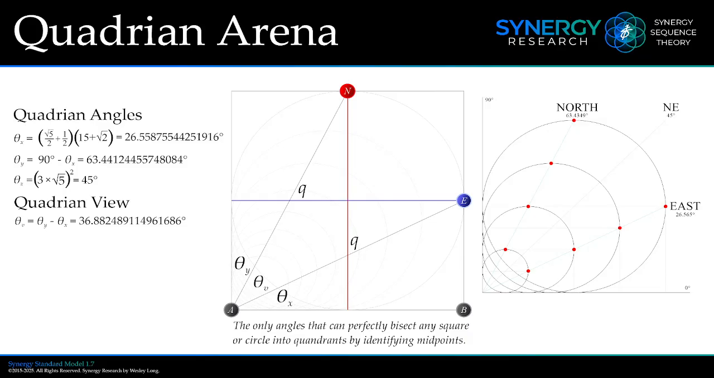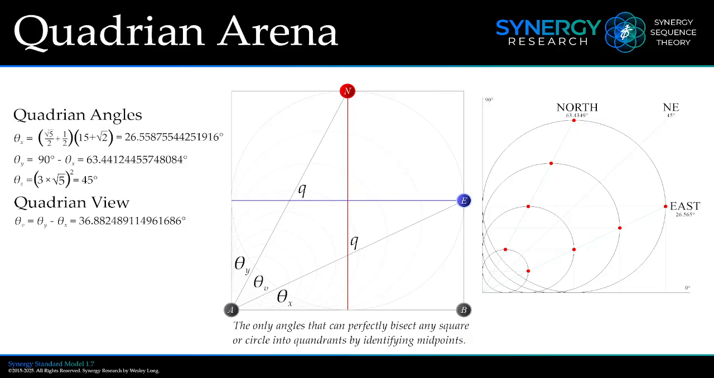Then we move to theta y, which is 90 degrees minus that, giving us a complementary angle near 63.4 degrees, now identified with north. These two combine with the third. Theta z equals 45 degrees, the classic diagonal of a square. That's the one most of us know from geometry class, but here it becomes a pivot point between golden symmetry and spatial direction.